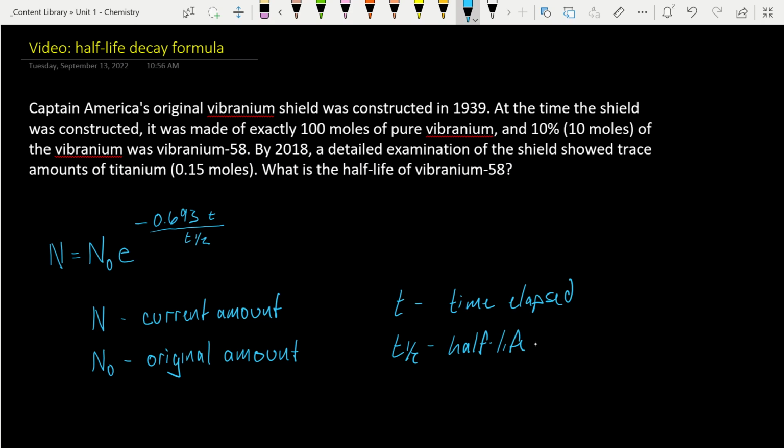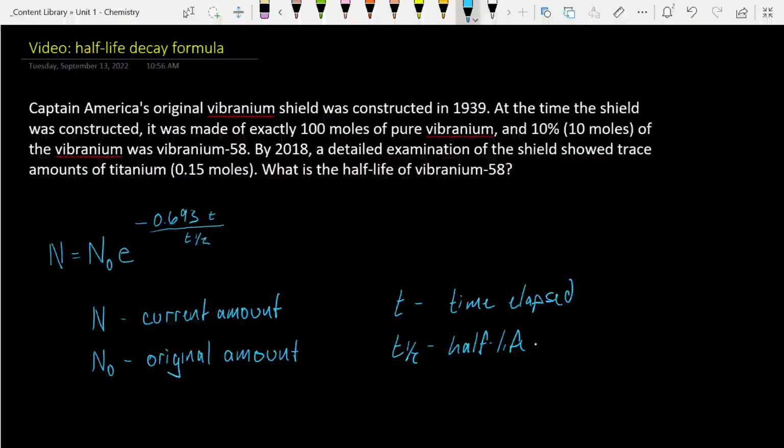Now, I do want to make a note. The half-life is a constant for whatever we're talking about. It's different from element to element. The half-life of carbon-14 is different from plutonium, which is different than whatever other thing we're looking at. But carbon-14's half-life will never change. It's determined empirically, and it's a constant.